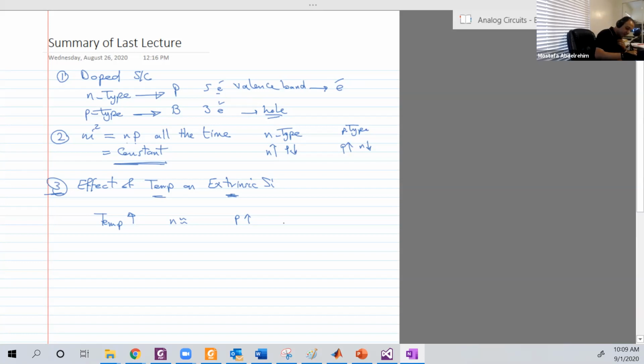This is for N-type. And for P-type, we have a similar thing. p will stay the same with the temperature increase, it will not increase so much, but n will increase with a huge amount, relative to its original value. And again, at some point, the extrinsic silicon will become intrinsic silicon. Okay, so this is a recap for the last lecture.